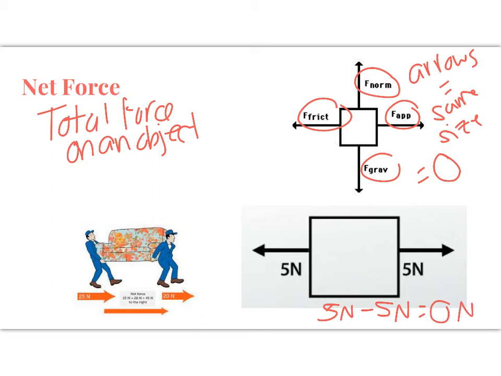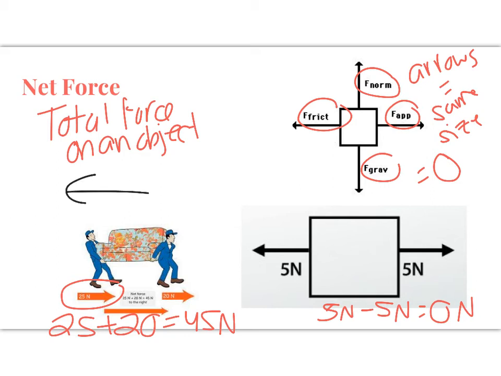Last, in this example, I have these two guys carrying the couch, one with 25 newtons to the right and one with 20 newtons. So that's a total of 45 newtons. Now it's important for net force that we're always thinking about our directions. Positive to the right, negative to the left, positive up, and negative down. So when we're looking at forces, we have to think about which direction they are going, and if I need to add or subtract them.